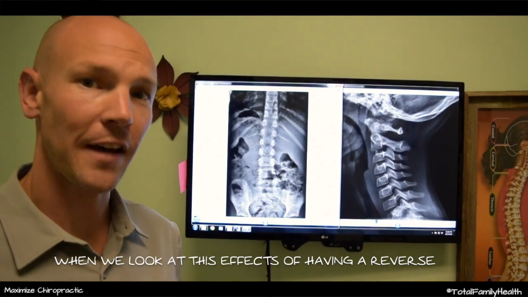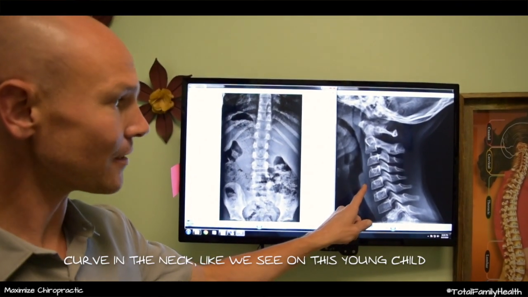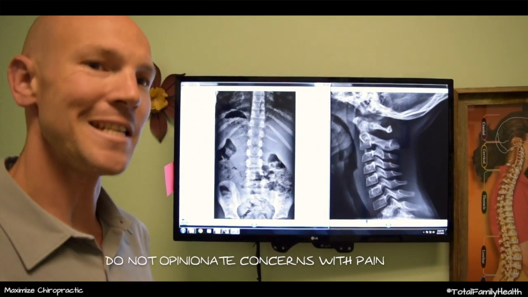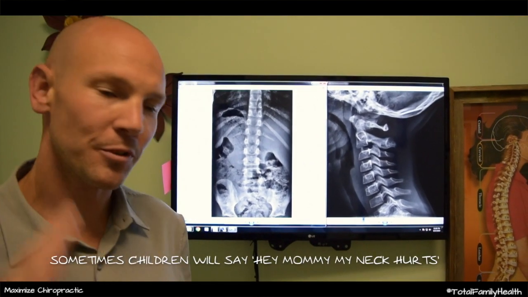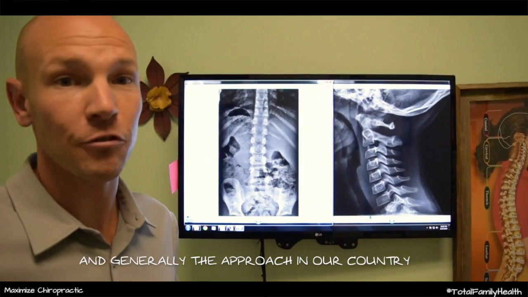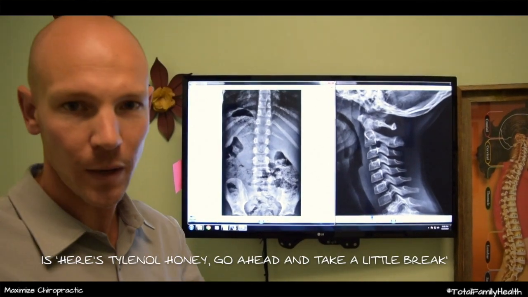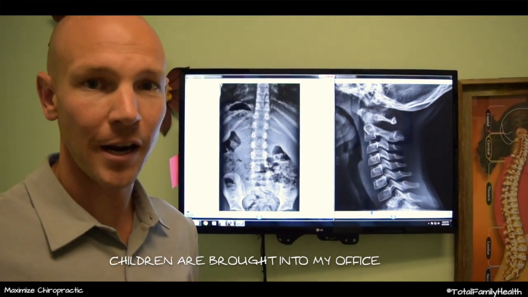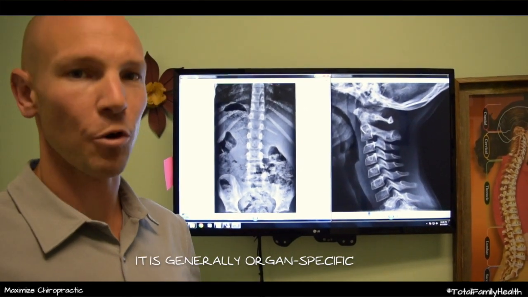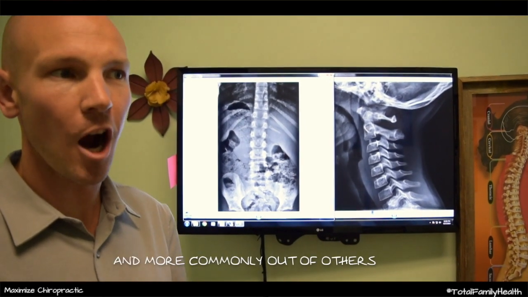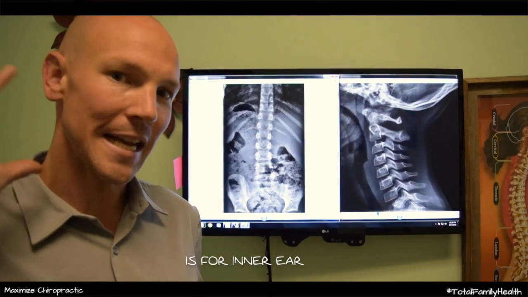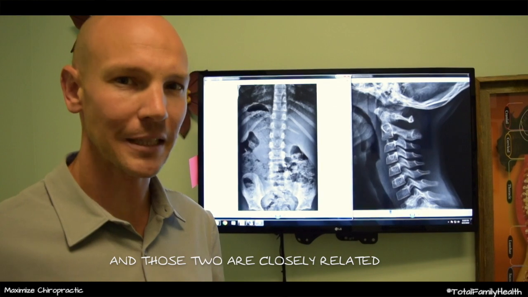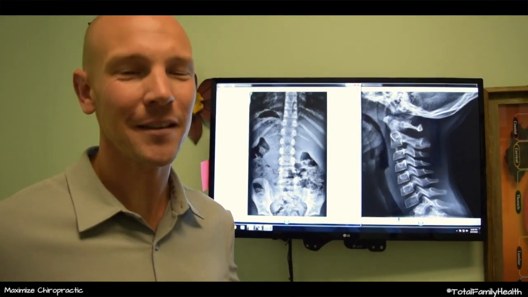When we look at the effects of having a reverse curve in the neck, like we see on this young child, we first have to realize that most children do not voice concerns with pain. Sometimes children will say, hey mommy, my neck hurts, and generally the approach in our country is, here's a Tylenol, honey, go ahead and take a little break. However, when we look at the true cause of why children are brought into my office, it is generally organ specific, and more commonly than others it is for inner ear or ear infections, and those two are closely related, or digestive issues, and usually they come in with both of those.